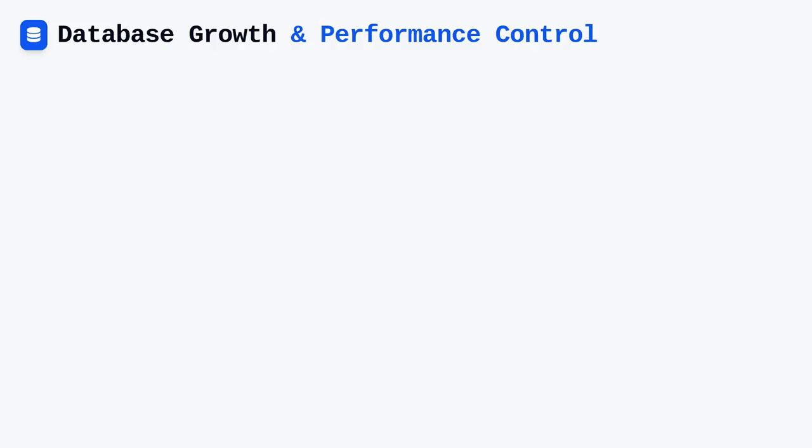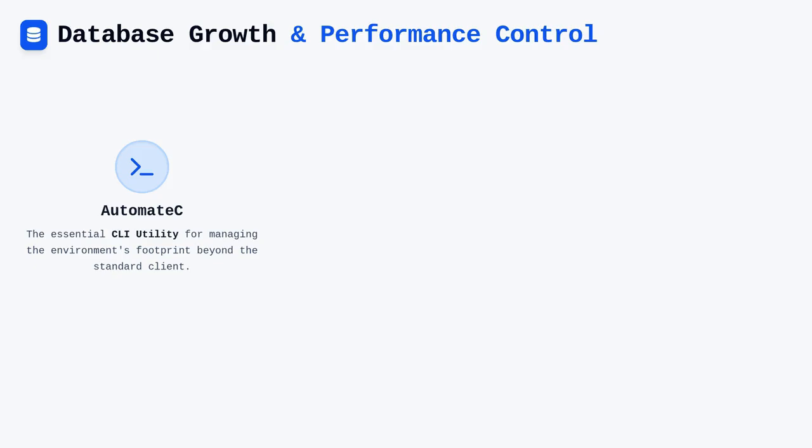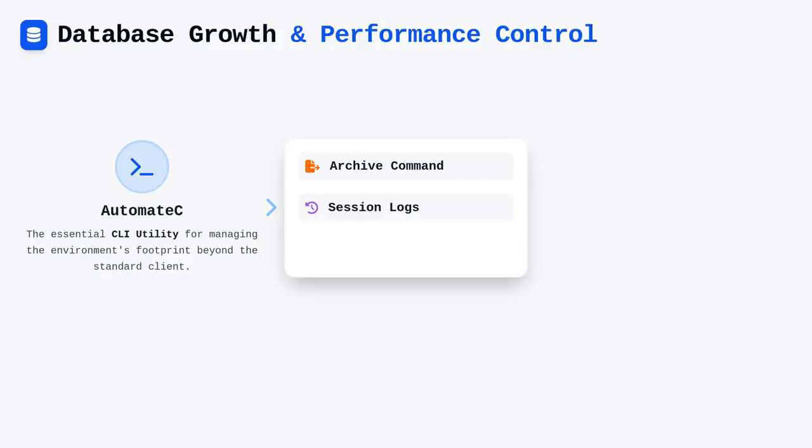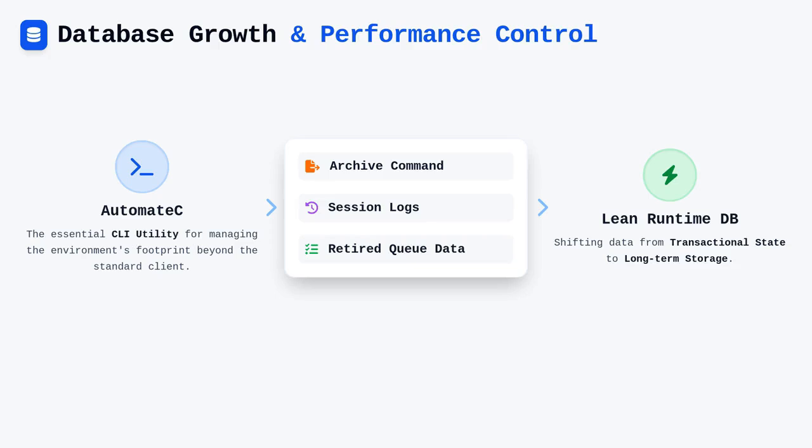The primary mechanism for controlling this growth involves the use of the Automate C command line utility. While many developers are comfortable using the Blue Prism client to manage processes, mastering the command line interface is an essential skill for managing your environment's footprint. The archive command allows you to export historical session logs and retired queue data into separate storage files, which effectively keeps your active runtime database lean. You are essentially shifting the data from a high-performance transactional state into a long-term storage format.